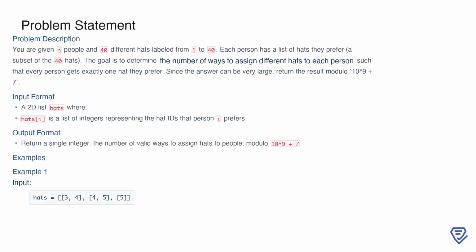The input is given as a 2D list, where each sublist represents the preferences of a specific person. The output is a single integer representing the total number of valid assignments. Let's look at some examples to clarify this further.